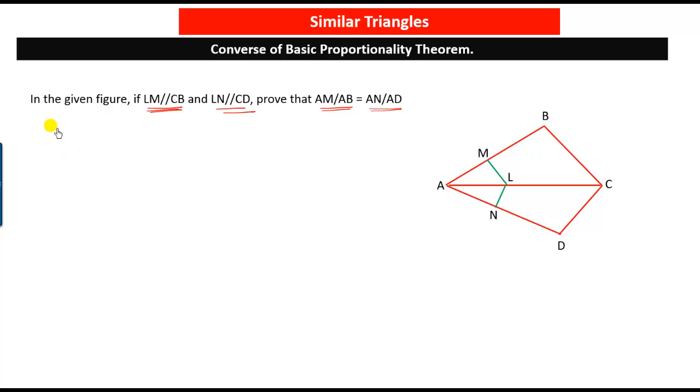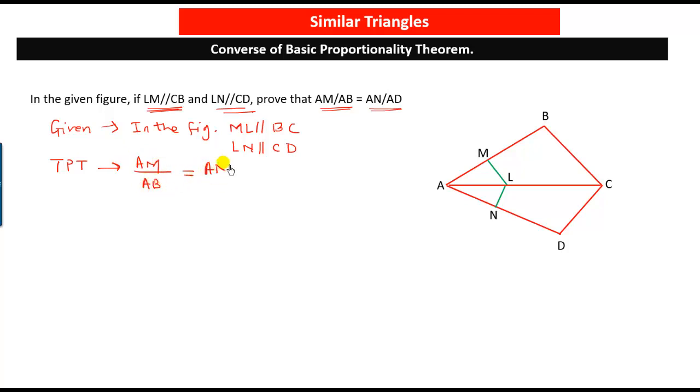So first we will write the given things. Given: in the figure, ML is parallel to BC and LN is parallel to CD. Then we have to prove that AM upon AB is equal to AN upon AD. Now the proof.